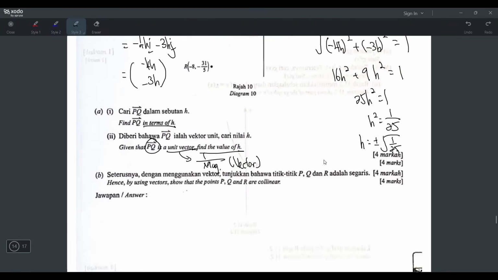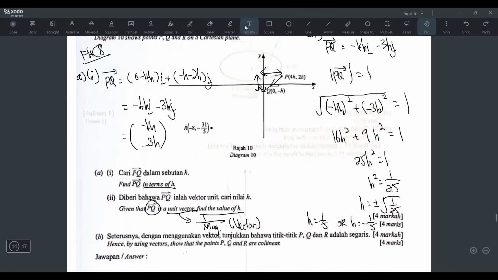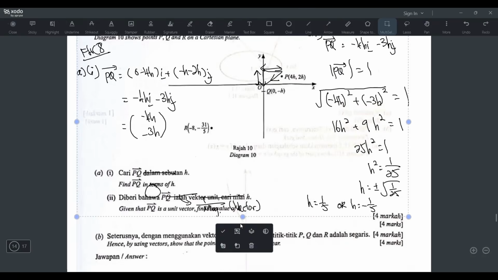If you use your calculator to help you, you'll get h equals 1 over 5 or h equals negative 1 over 5. But you actually have to reject the negative answer. Let me tell you why you have to reject. Now, imagine your h is negative. It would be wrong. You know why? Just look at your diagram, you know already.